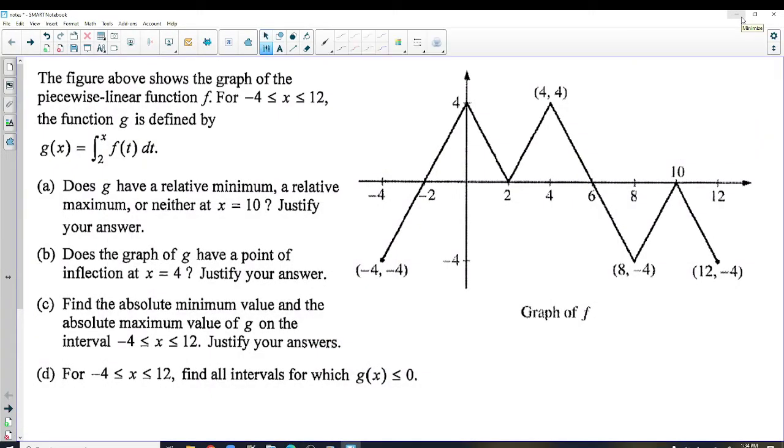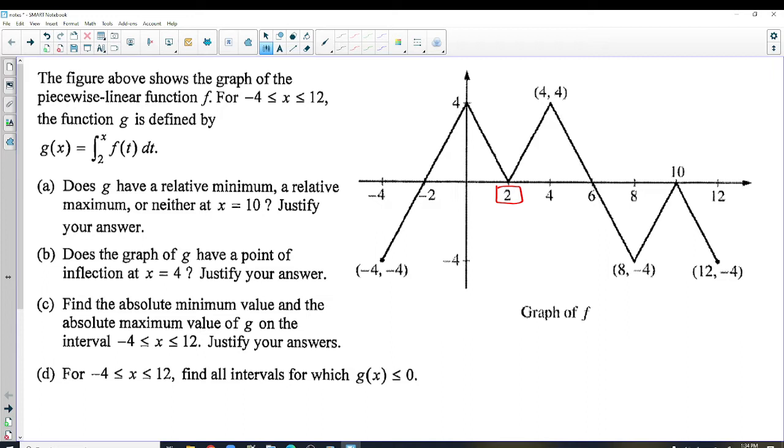All right, we've got a function. The figure above shows a graph of the piecewise linear function f for negative 4 to 12. The function g is defined by this integral from 2 to x. So everything starts at 2. A, does g have a relative min, a relative max, or neither at x equals 10, and justify your answer?